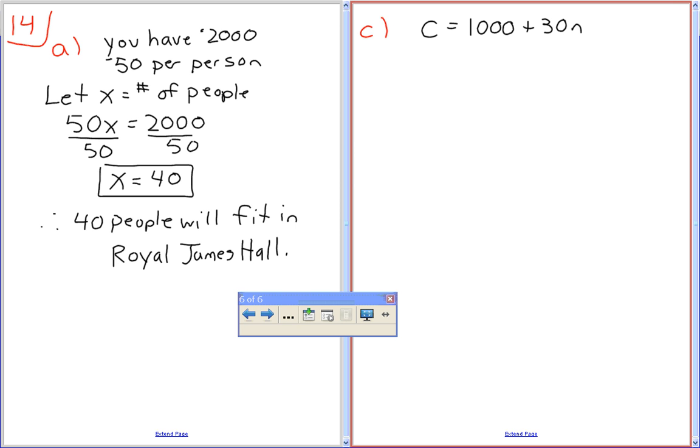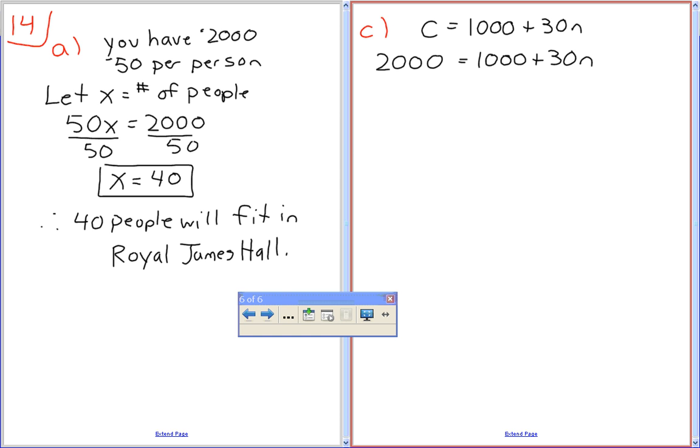Okay, part C says though, use the amount budgeted, C equals 2,000, to solve this equation for n. So it's going to be 2,000 equals 1,000 plus 30n. Okay, Josh, you're doing the first step here. What's the first step to solve for n? 9,000 plus 30. No, okay?